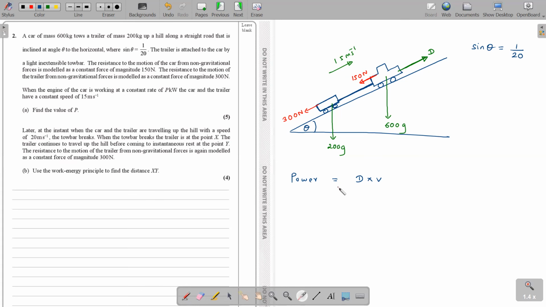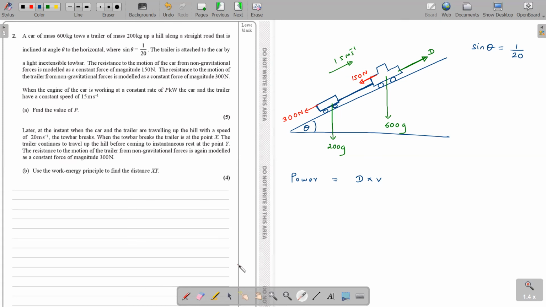Okay, so driving force is also an unknown. Power is also an unknown. Velocity is known. So the first thing you need to find here is what? You have to find the value of your driving force. After finding the value of driving force, we can input it over here and we can find the value of P. Okay, so let's find the driving force.